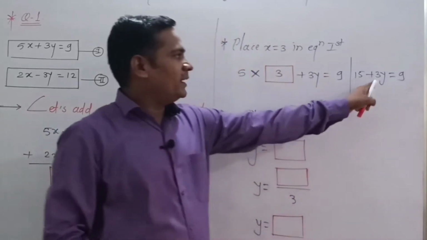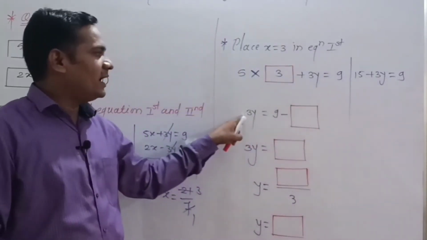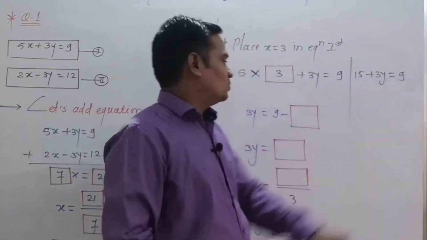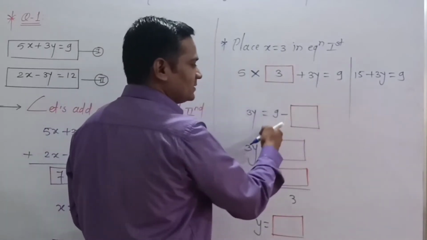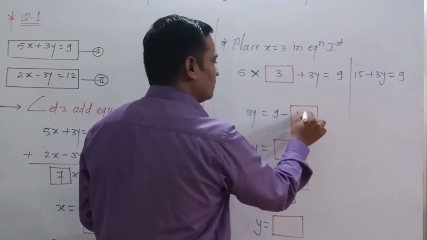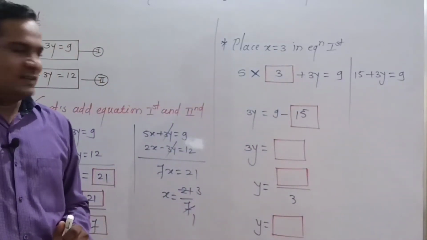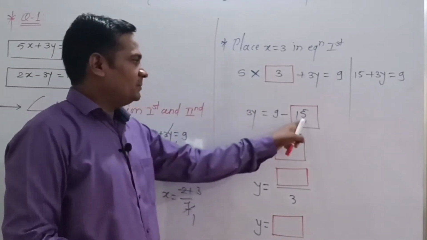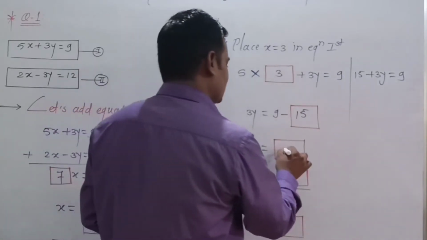Now we have to find out the value of this term 3y. So keep that 3y as it is and transfer this 15 to the RHS. So it will become like this, 3y is equal to 9 as it is, minus that 15, which is plus, that will become minus. Then 3y as it is again. Now 15 minus 9, that will be minus 6.